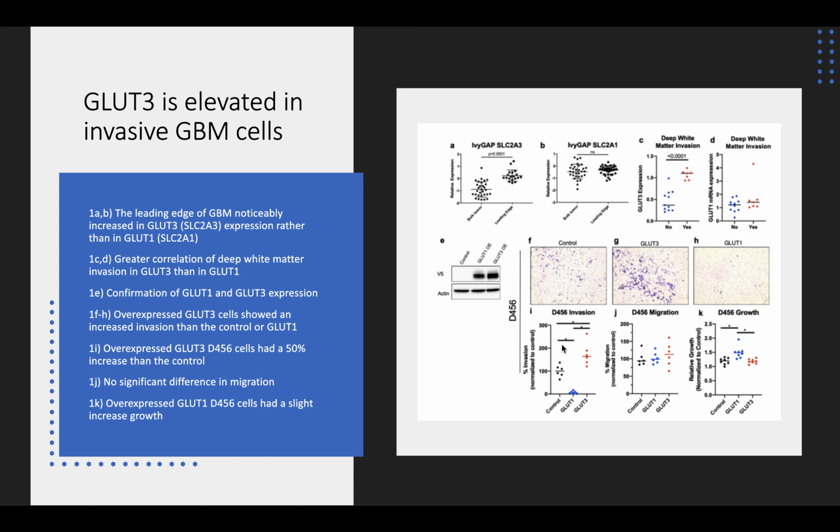But in graph 1I, and this is as it relates to D456 invasion, we see that the y-axis represents percent invasion normalized to control, and on the x-axis we see the control, GLUT1, and GLUT3. For 1I, the synopsis was that the overexpressed GLUT3 D456 cells had a 50% increase over the control.